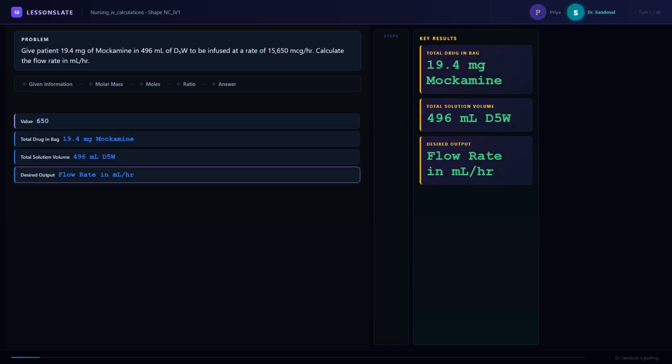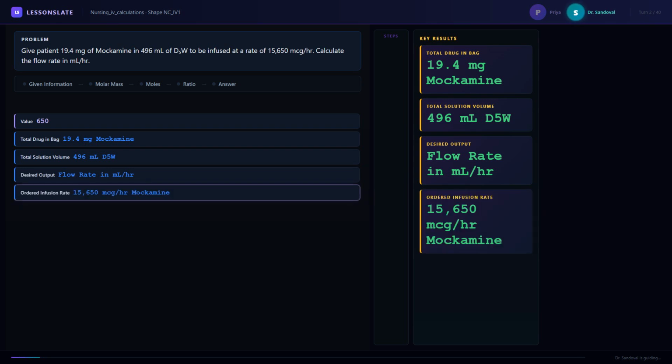This problem certainly has a few moving pieces, Priya, especially with the different units for the drug amount. It's easy to get tangled in which number to use where. Let's start by clarifying what information we have and what we need to find. We're given the total amount of drug in the bag, the total volume, and a target infusion rate, and we need to calculate the flow rate in milliliters per hour. Before we dive into calculations, what's the first thing you notice about the units of the ordered infusion rate compared to the drug amount in the bag?